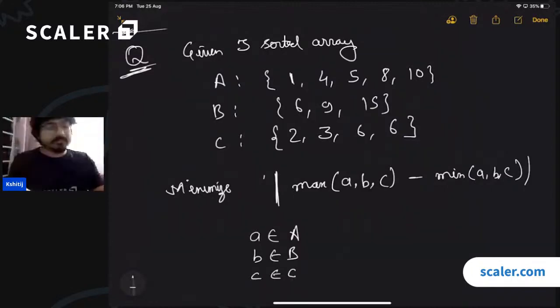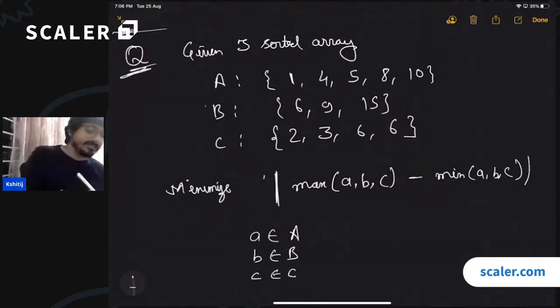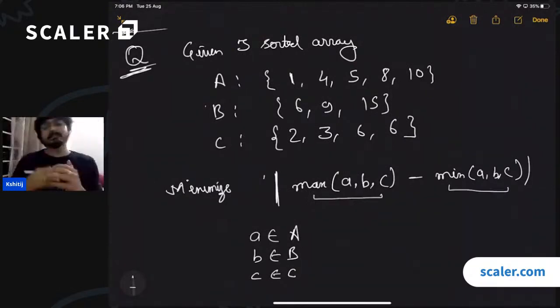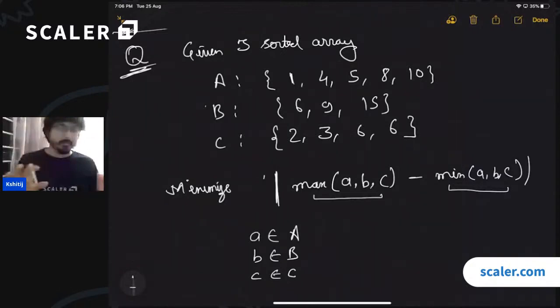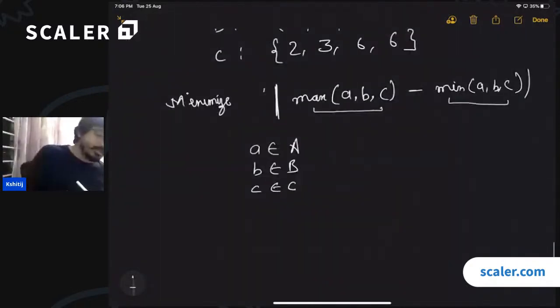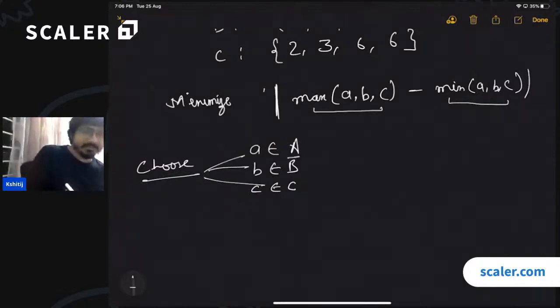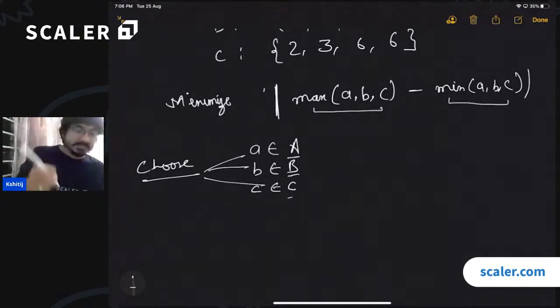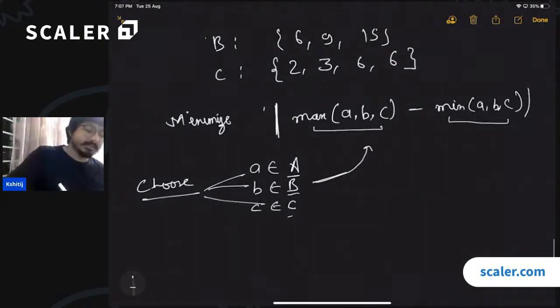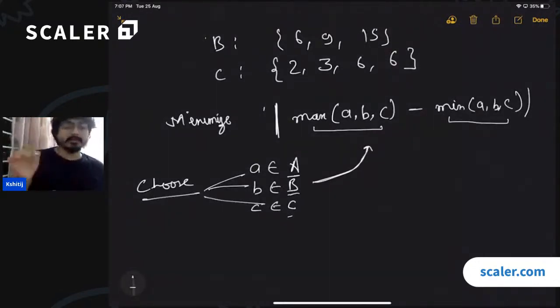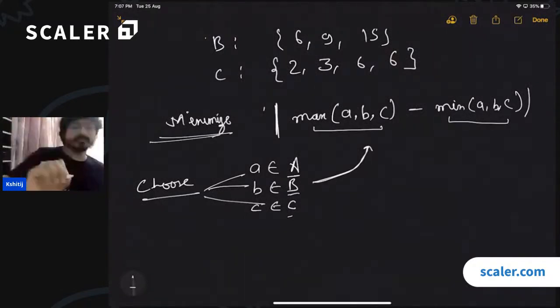So basically, you have to choose three elements from these three arrays in such a way that the absolute difference between the maximum of these three elements and the minimum of these three elements is minimum. Is the problem making sense? Choose A, B, C such that A belongs to array A, B belongs to array B, C belongs to array C, such that this equation has the minimum possible value. You have to minimize the value of this equation.